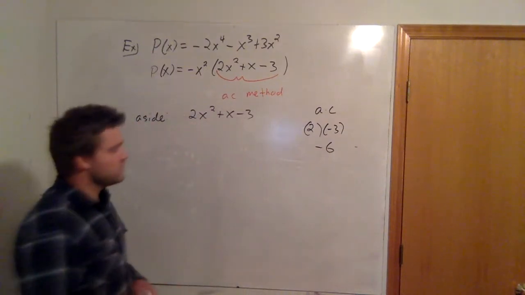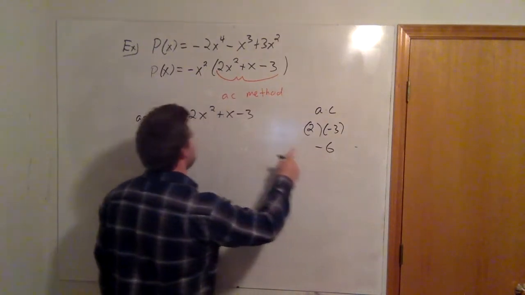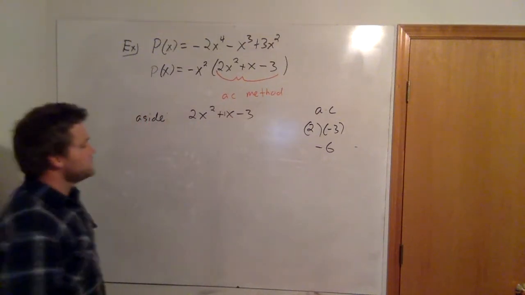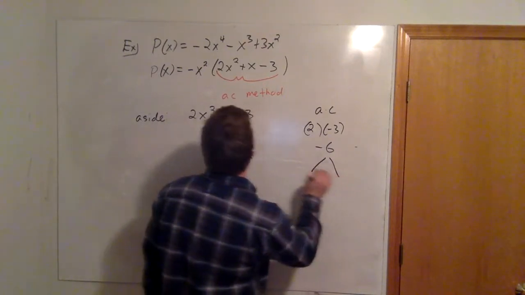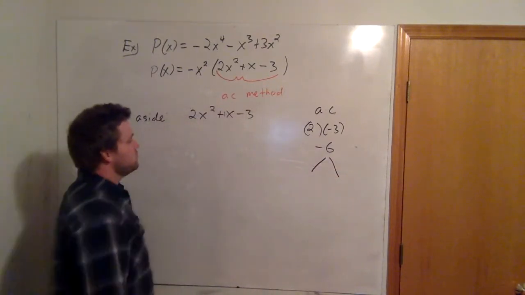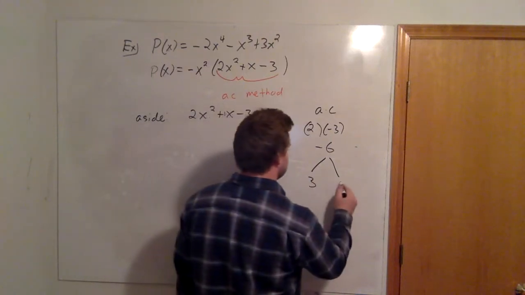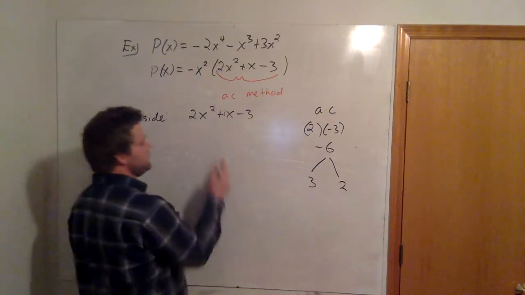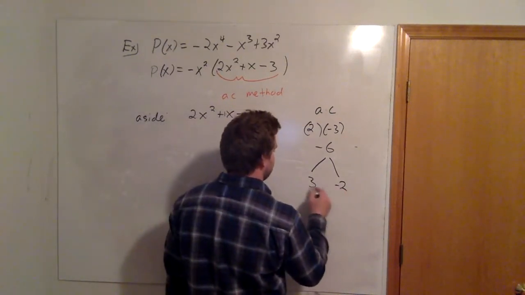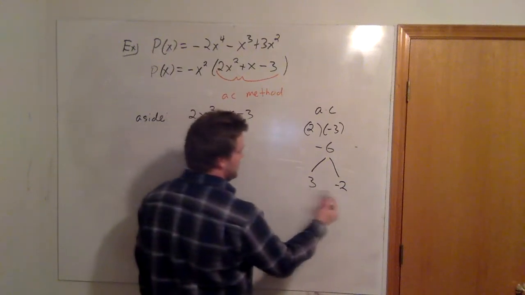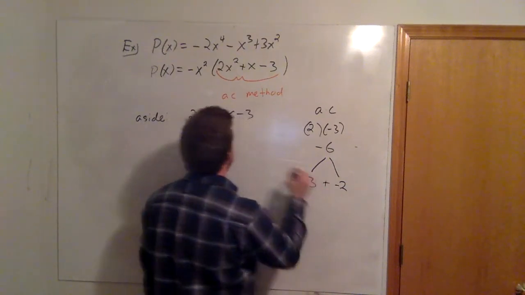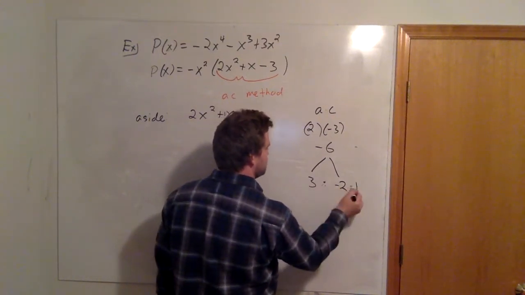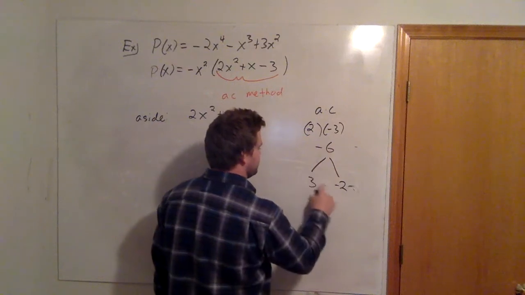So now we're going to look for the factors of negative 6 that add to my middle coefficient, which is a 1. So what are the factors of negative 6 that add to 1? Some combination of 2 and 3. Since it needs to be positive, I need the 2 to be negative and the 3 to be positive. Notice when I add these together, I get out a 1. But if I multiply them together, I get out a negative 6.